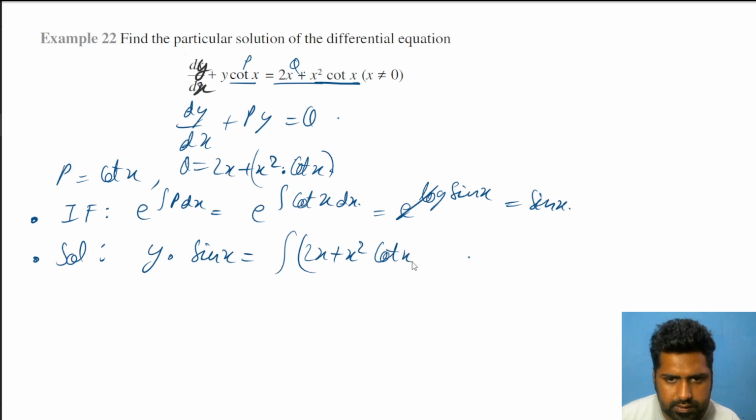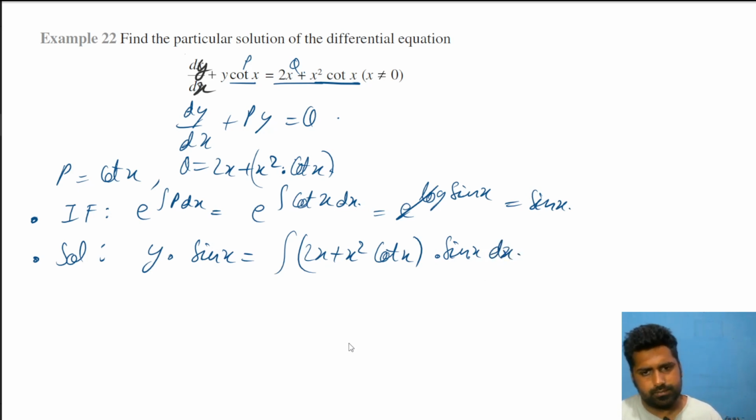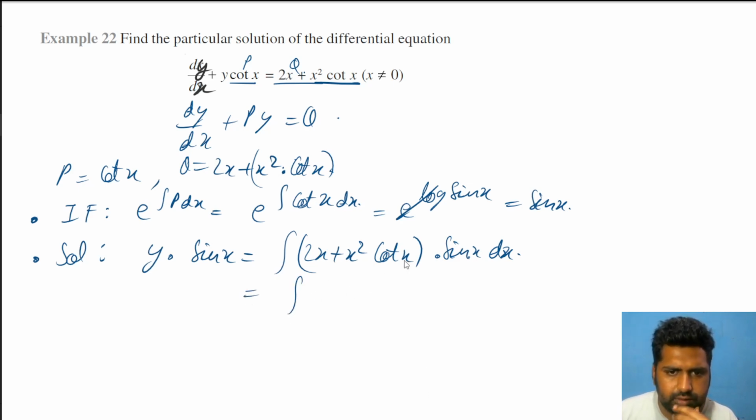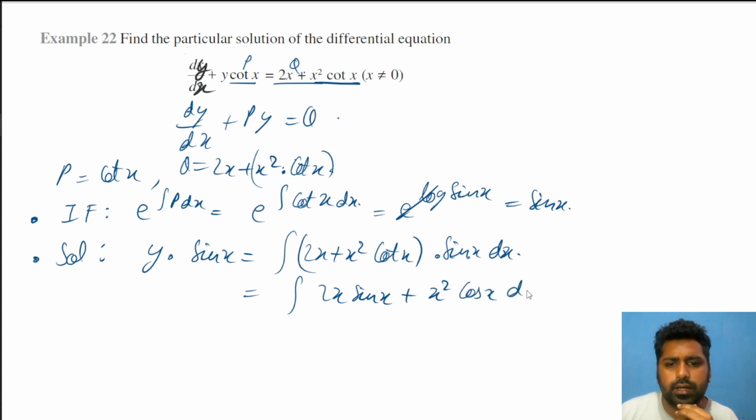Cot x into sin x dx. Okay, so it's not by parts as simply. What we have to do is multiply this first of all. Let's multiply. This is 2x sin x plus x square cos by sine into sine, that is cos x dx. Okay, so we have to do these two integrations.